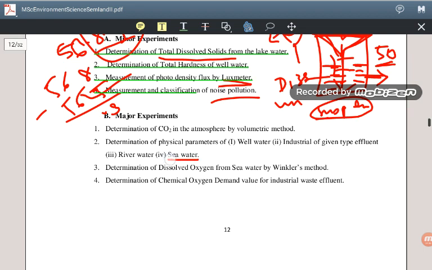Here you can find out, in case of sea water, the dissolved matter is highest, because here the salt used to normally dissolve in the water. So in sea water you can find the parameters totally differ. But river water and well water parameters are almost in the same range. And if you can find out, industrial wastewater is totally different.